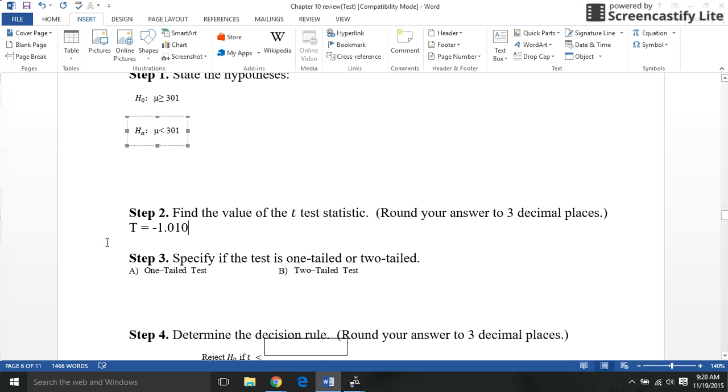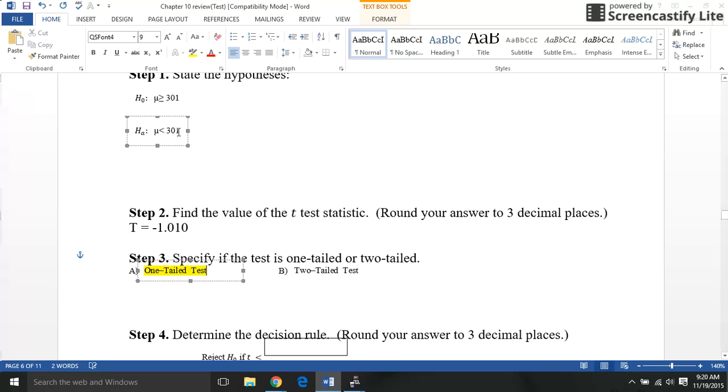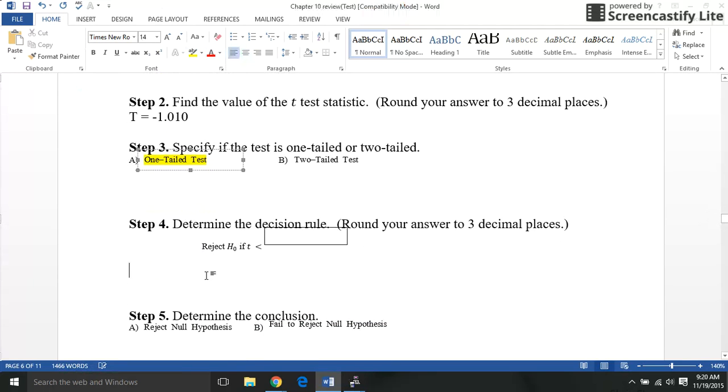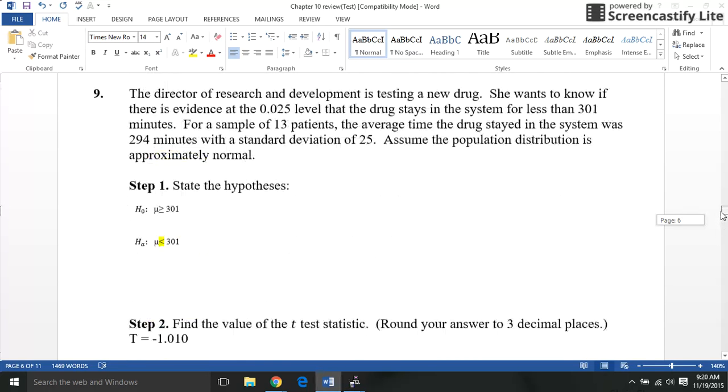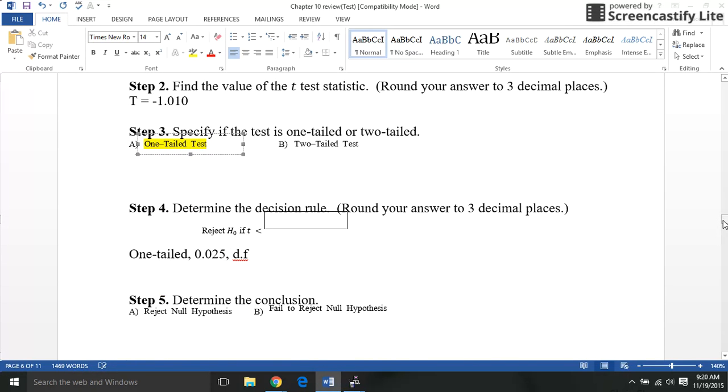Okay. I know it's a one-tailed test. How do I know it's a one-tailed test? Because I'm comparing this symbol up here, the less than, with the one-tailed test. Okay, my decision rule again, I need my one-tailed test, comma, I need my level of significance, which is 0.025, and I need my degrees of freedom. And in this case, 13 was my sample size, so I need to do 13 minus 1 equals 12.